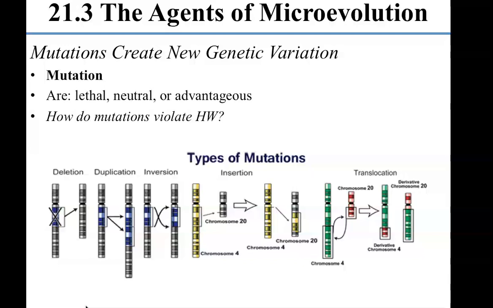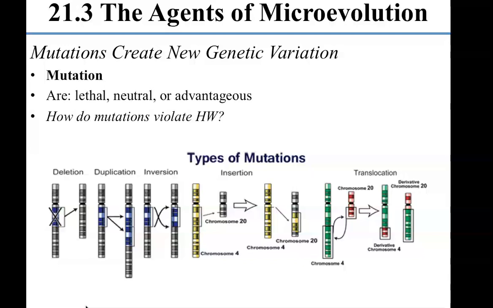Some mutations are neutral. You might change a nucleotide base pair, say from an A to a C, but because of the redundancy of the genetic code, you ultimately code for the same amino acids, so you end up making the same protein. Some mutations happen, but they don't actually affect anything. They don't really change the protein, so they're not lethal and they're not advantageous, so we call them neutral.